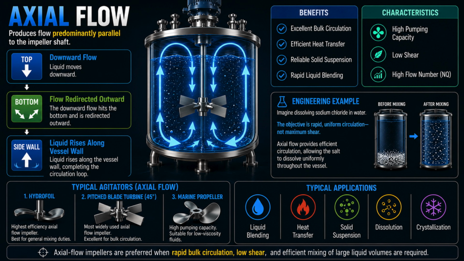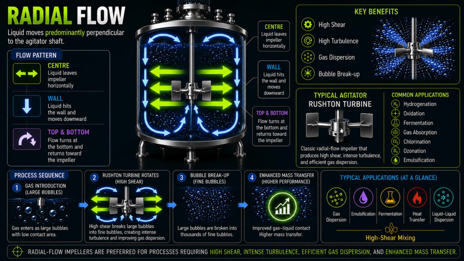In axial flow, the liquid moves parallel to the shaft of the agitator. Typically, from the top of the reactor toward the bottom, before circulating back upward. This creates excellent bulk circulation throughout the vessel. Axial flow is ideal when the objective is to move the entire liquid volume. That's why it's widely used for liquid blending, solid suspension, heat transfer, and many general-purpose chemical reactions. Many commonly used impellers, such as the pitched blade turbine, hydrofoil, and marine propeller, are designed to produce predominantly axial flow.